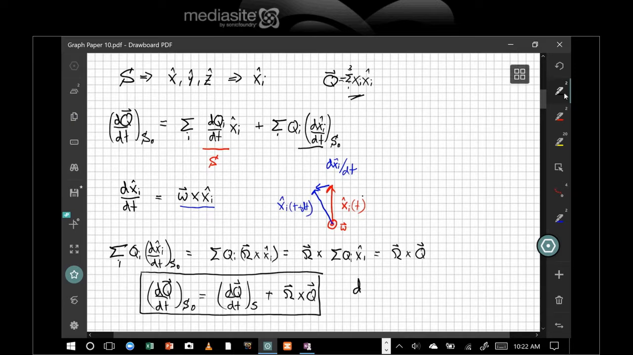That is our main result, and we're going to use that multiple times. Does it make sense? Well, if the frames don't rotate, then Omega is equal to 0, and then the rate of change in one frame is equal to the other. So that's cool.